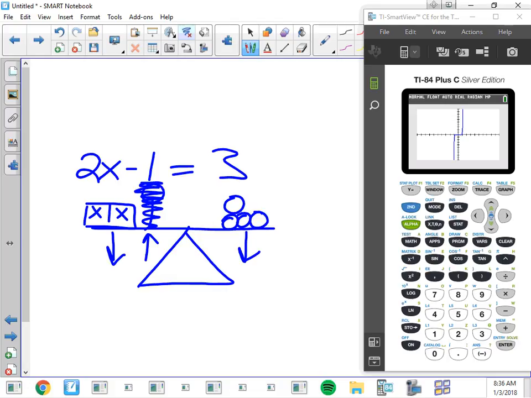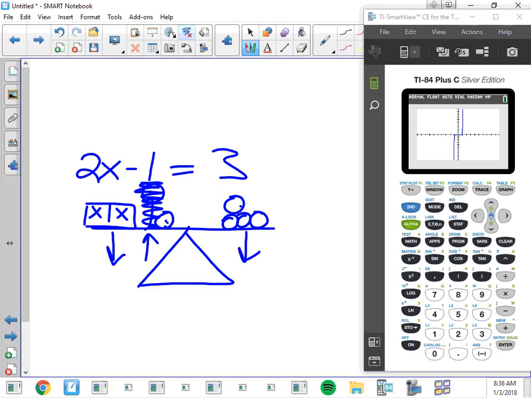Does that make sense? Or you could add a rock here and add a rock here, and those two will cancel. Okay, and now I have 2 x's and 4 rocks, so each x must be 2 rocks.